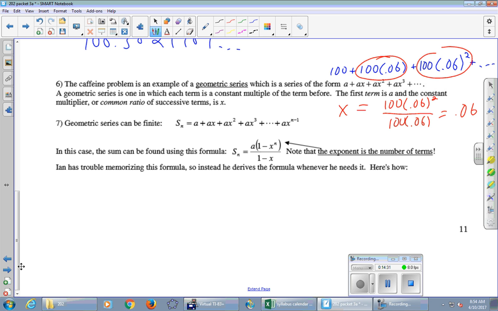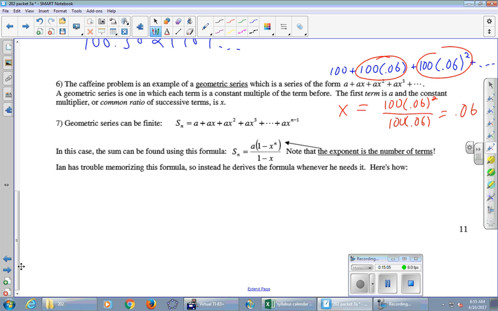Okay, in this case, the sum, when there's finitely many of those terms, can be found using this particular formula. S sub n, n is the number of terms, is equal to a, that's the first term, times 1 minus x to the n, where x is still that magic common ratio, divided by 1 minus x. And there's this little tricky thing here: the exponent is the number of terms. And the fact is I have trouble memorizing that formula, so I derive it anytime I need it.